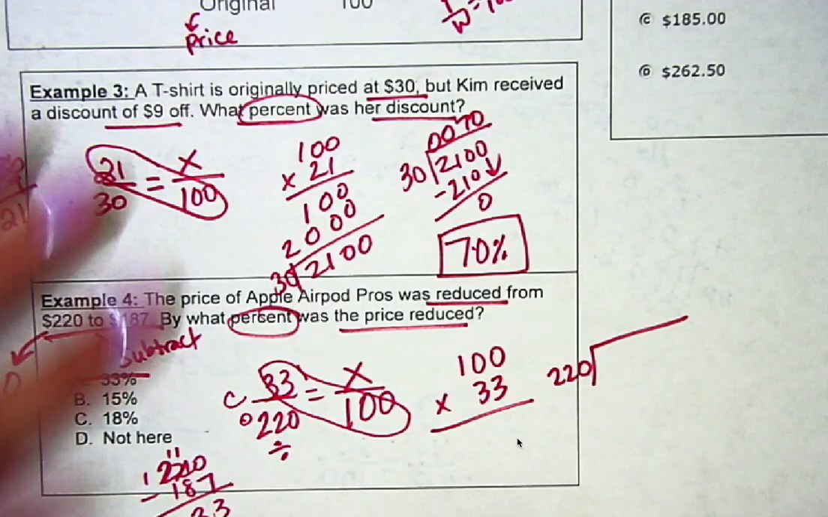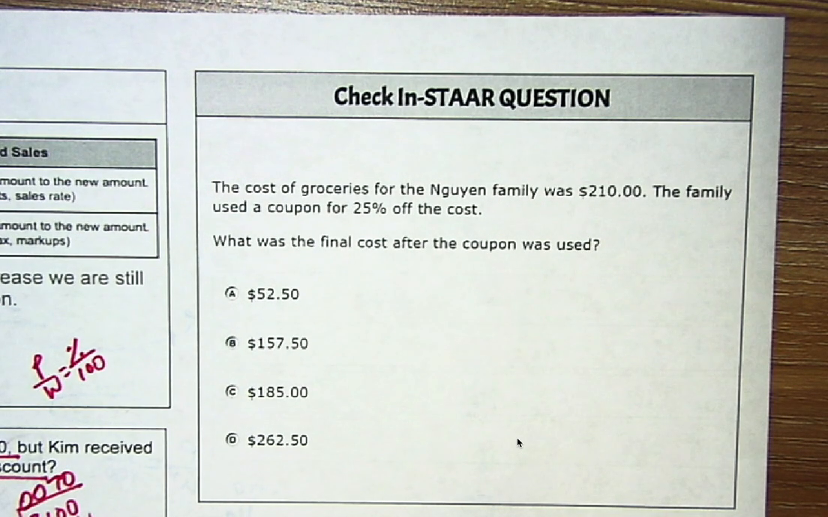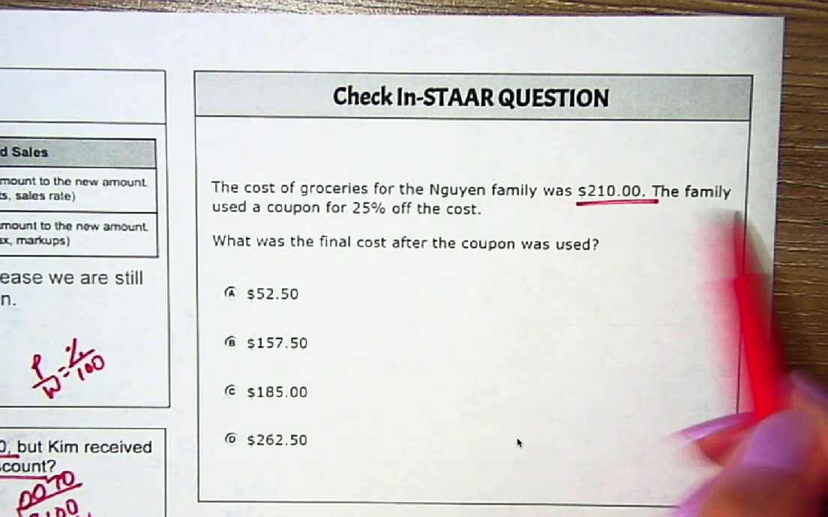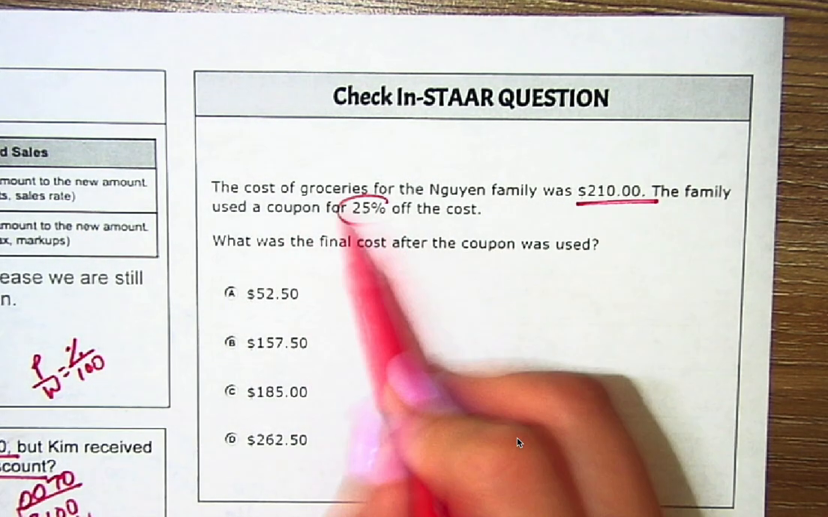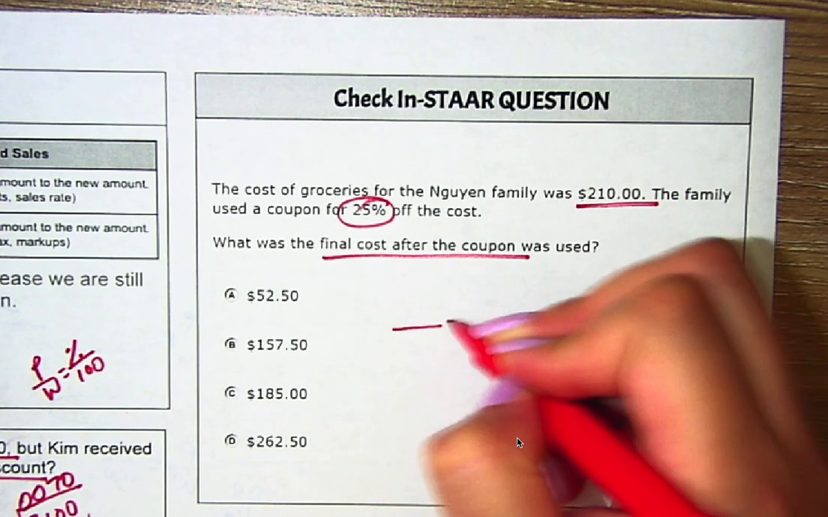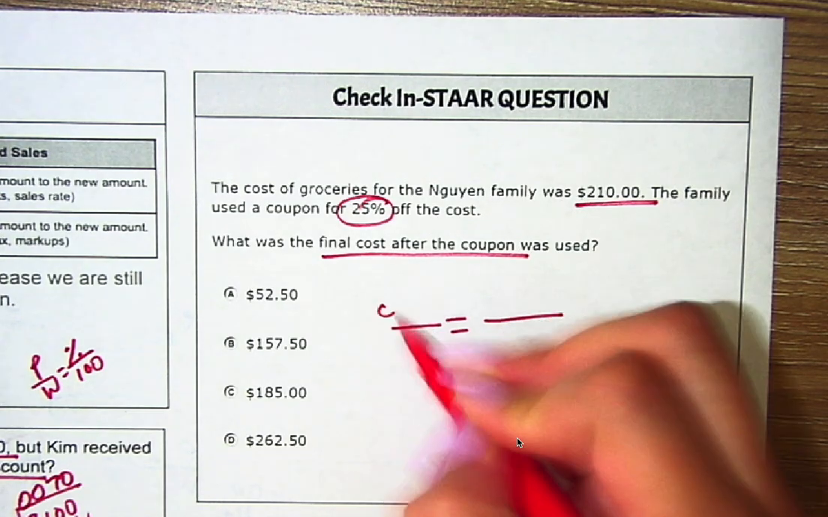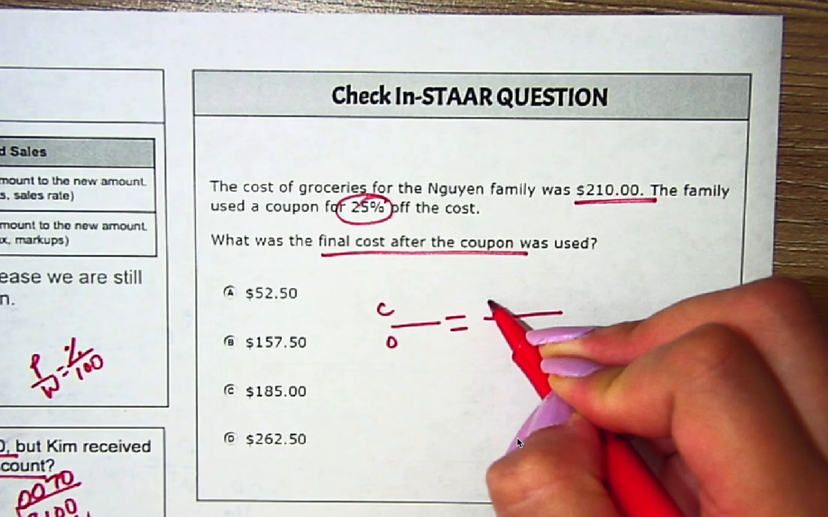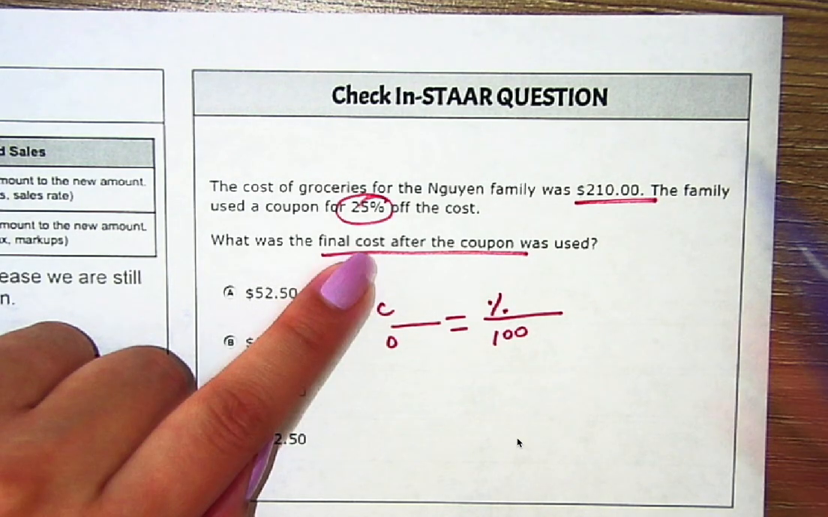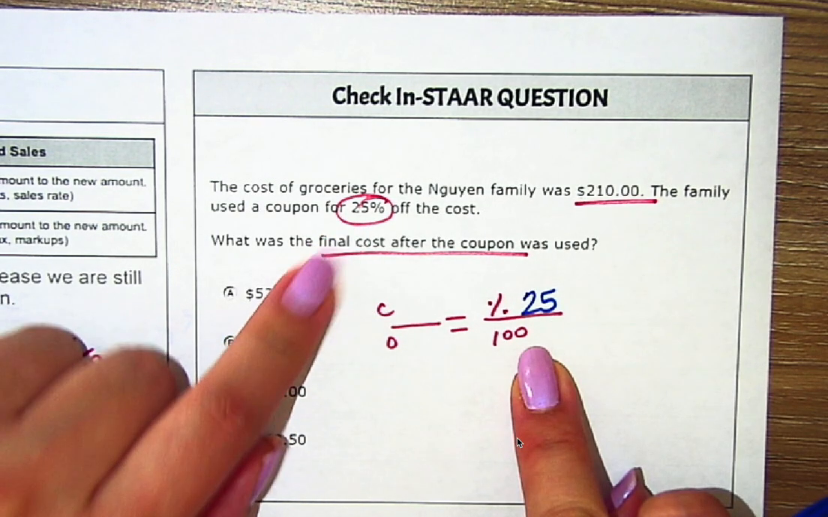Okay. The check-in you are going to do by yourself, but I am going to help you set it up. It says the cost of groceries was $210. The family used a coupon for 25%. What was the final cost? So again, when you see the word coupon, we got to use our change over original and percent over 100. This time they gave me my percent, so I can fill that in, 25 over 100.